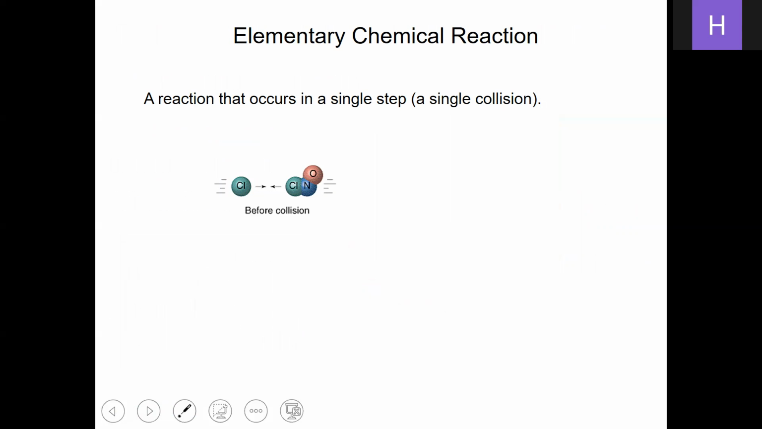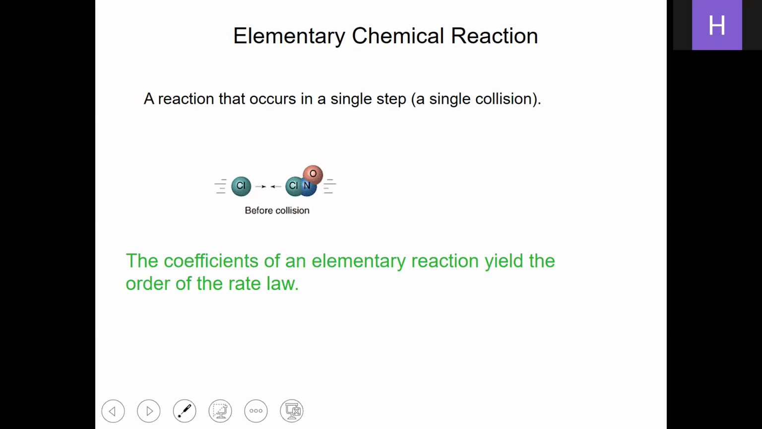So when two things or multiple things collide in a single step, that's called an elementary step. So this step that we've seen again and again now is an elementary step. What's cool about elementary steps is that if you know the coefficient in your elementary step, that coefficient is the exponent in your rate law.